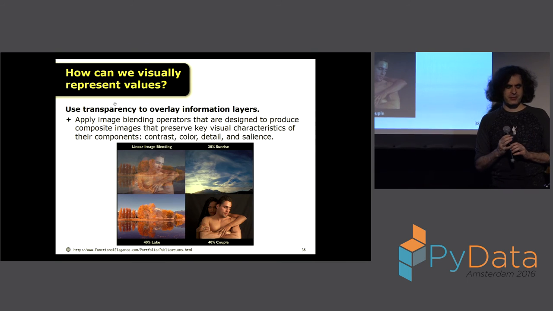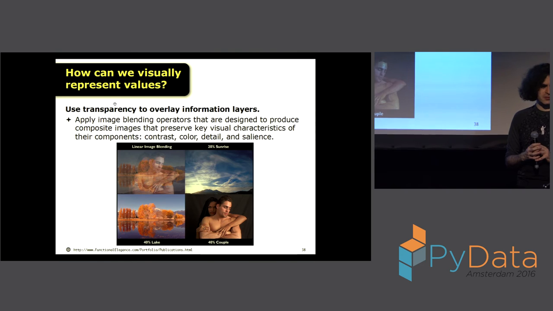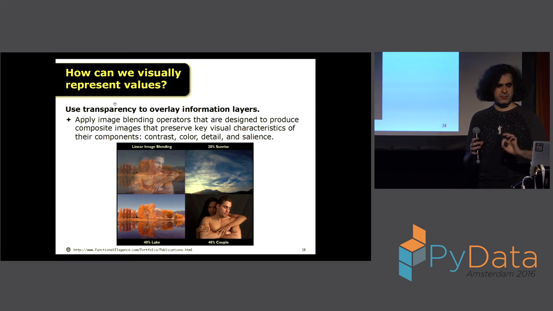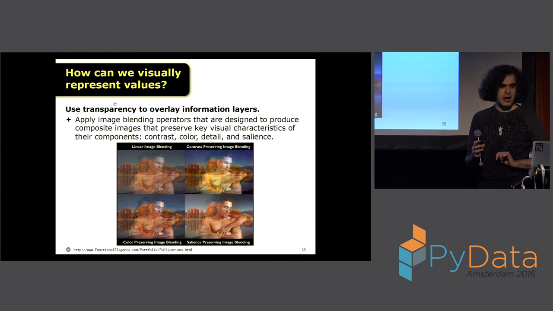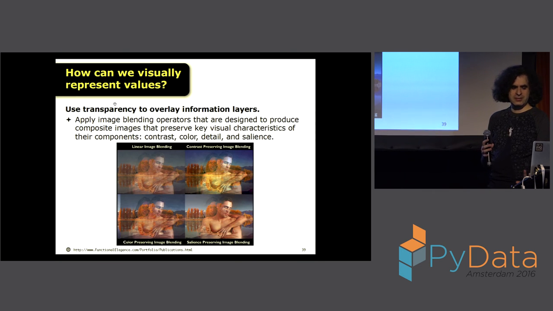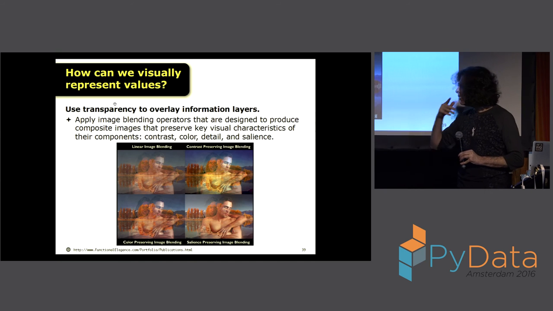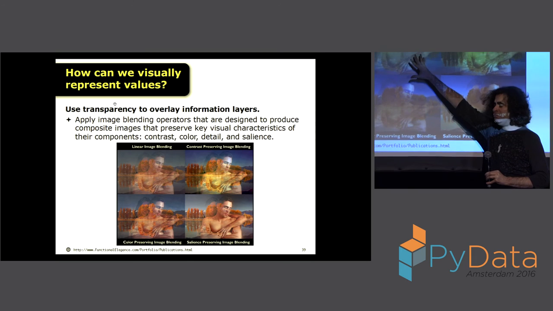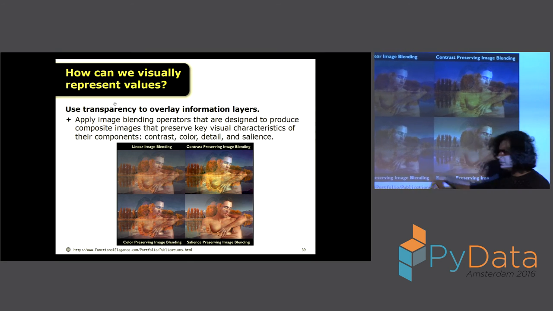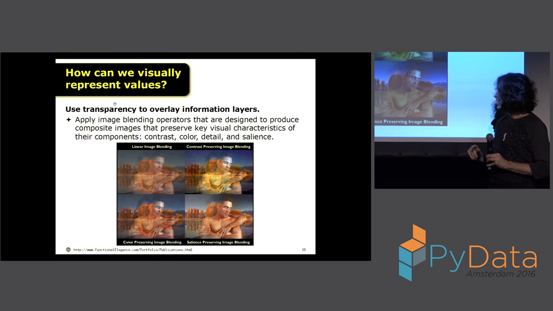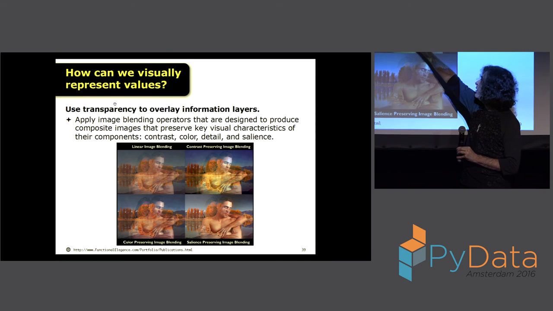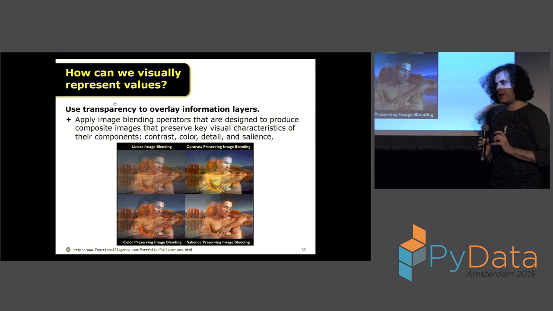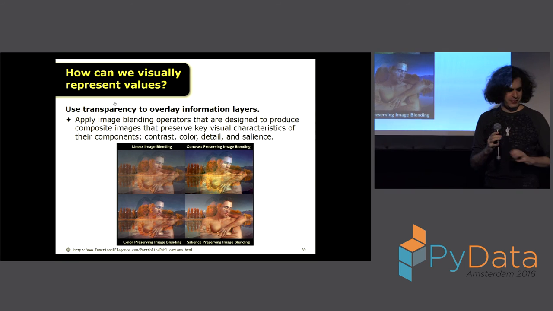So when I did my PhD at the University of Cambridge, I decided to fix that, which is to design compositing image blending operators that let you take the component images and preserve their key visual characteristics, such as contrast, color, detail, and salience. When we have a linear interpolation, all of a sudden all the colors and all the details sort of fade away. That is why cross-dissolve is called cross-fade. But if we simply apply a little bit of cunning, a little bit of a clever algorithm, we can recover that contrast. And if we really play with it, we can take out of each image the part that is most likely to attract the eye and seamlessly blend them together.